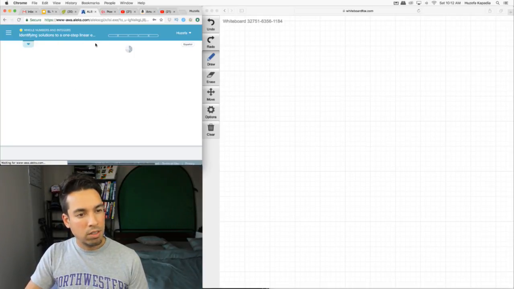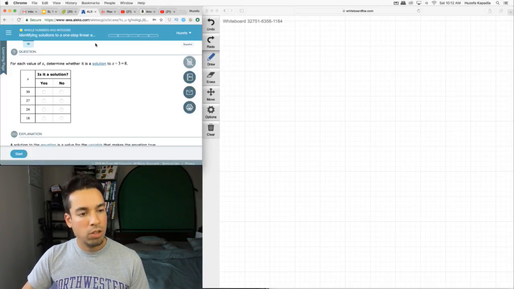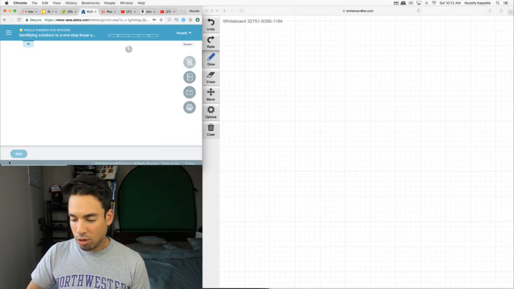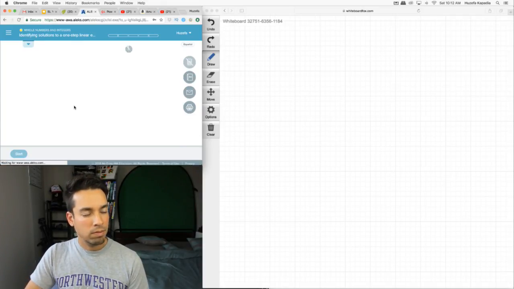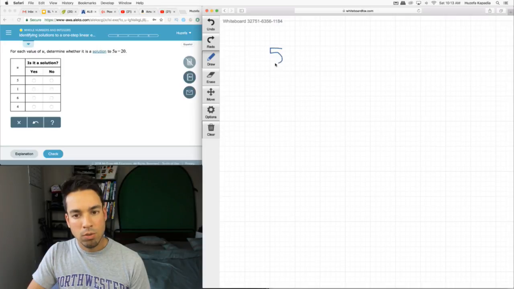All right. Identifying solutions to a one-step linear equation. If you are unfamiliar with linear equations, it's literally an equation that determines a line, or what a straight line looks like when it's graphed on a coordinate plane. For each value of u, determine whether it is a solution to 5u equals 20. All you have to do is plug in each value for u and we can determine if it's a solution. Actually, an easier way to do it is just solve for u, because it only has one solution in this case.